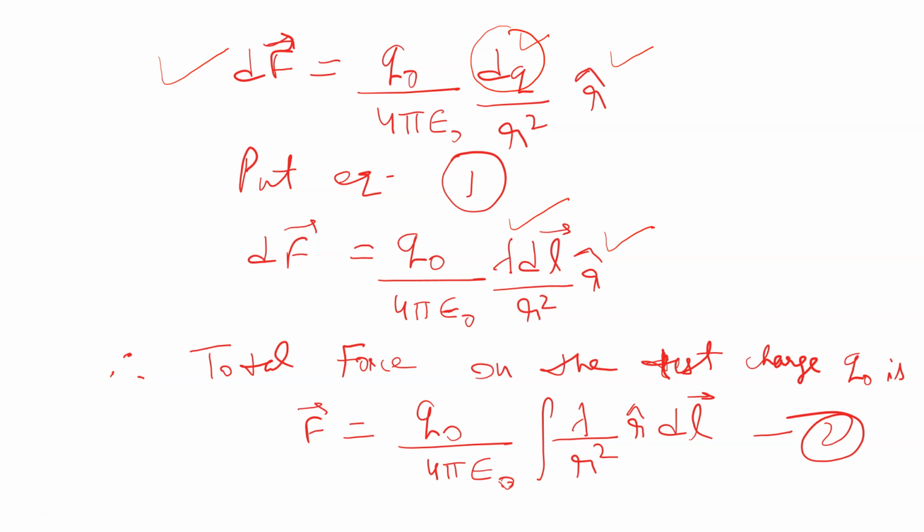The total force will be, if we integrate the above equation, dF will become F, and this side will become Q naught by 4 pi epsilon naught, integration of lambda by r square r cap dl. Remember, this line element is also a vector, and the vector symbol is on L. The dl is like this, but the vector is on the L symbol only. This is equation number 2.